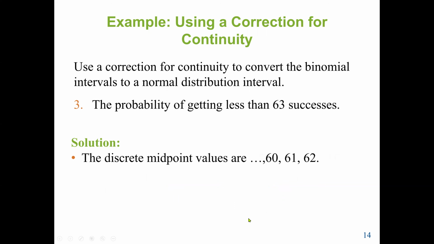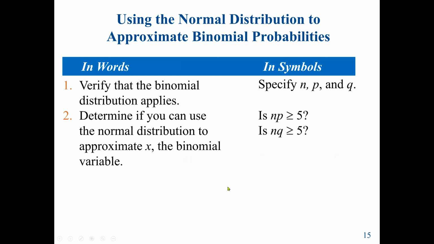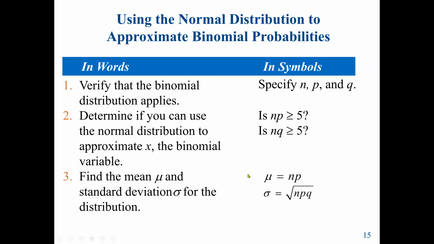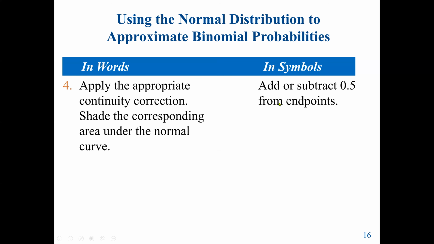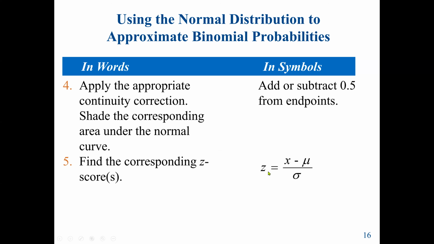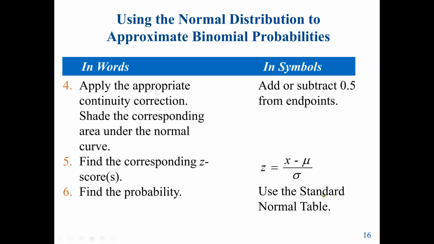So now we know the condition has been met. We know the NPQ condition has been met. We find our mean, we find our standard deviation. Then we shade the area in the normal curve by subtracting 0.5 to the left and adding 0.5 to the right. Then the next step is to find a Z value. So the Z will be the random variable X minus mu over the standard deviation. Then after that, we go to our table and use the standard normal table to find the P.